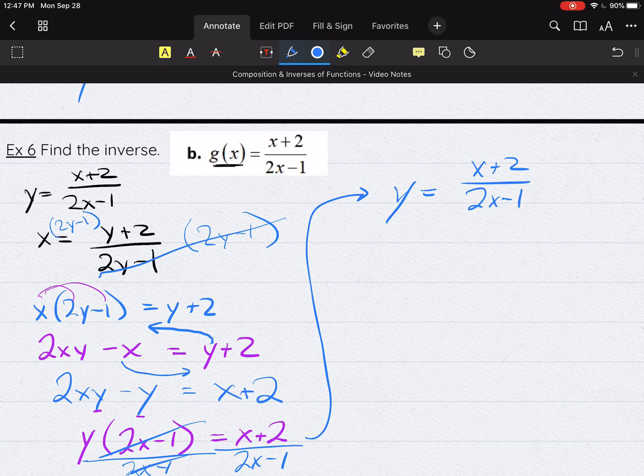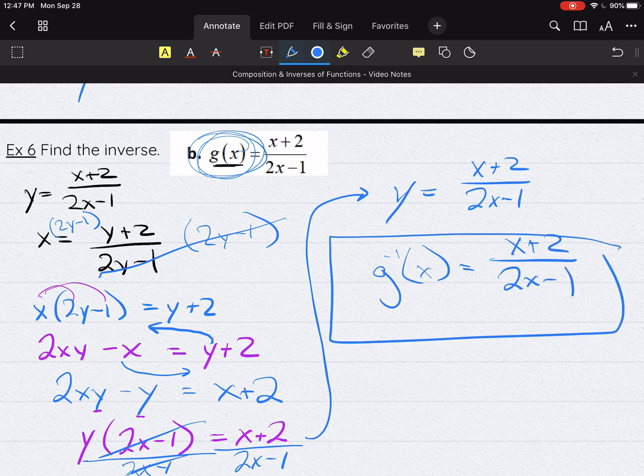But again, that's not my final answer. I have to put this in inverse notation. So my function is g of x, so I'd have g to the negative 1 of x equals x plus 2 over 2x minus 1. And that would be my final answer.